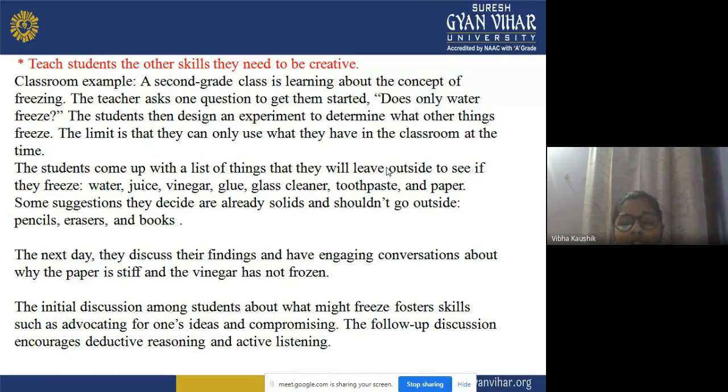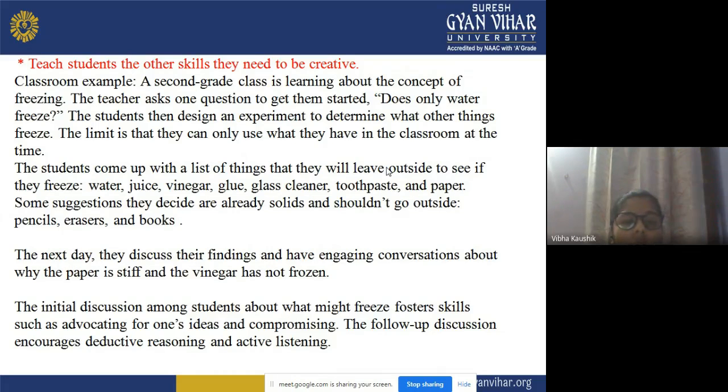Now when this question is asked by the teacher, the thinking of the students will start, and they will try to get the answer on the basis of the experiment. The limit is that they can only use what they have in the classroom at the time. So one limitation will be there: they will try to determine what other things freeze other than water, but they can use only those things which are available in the classroom.